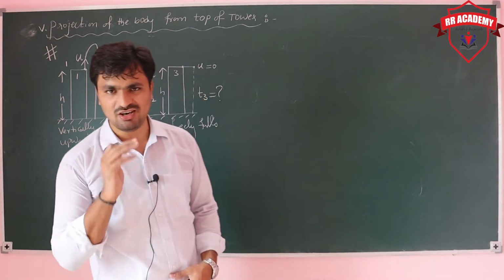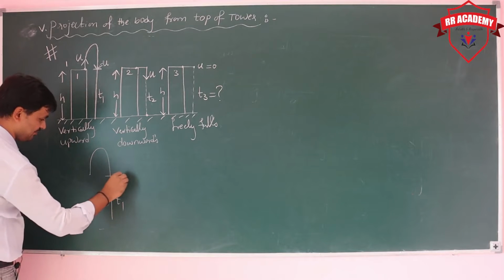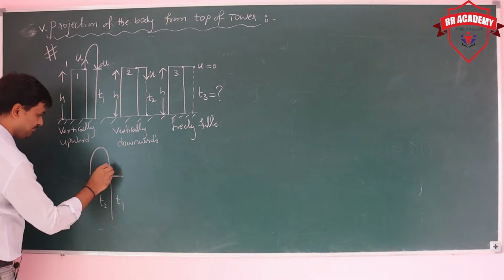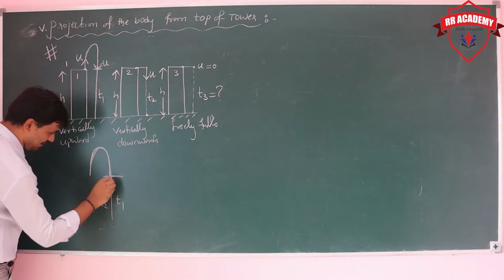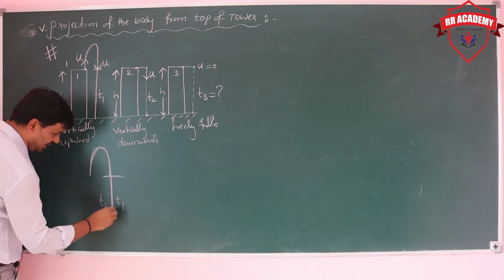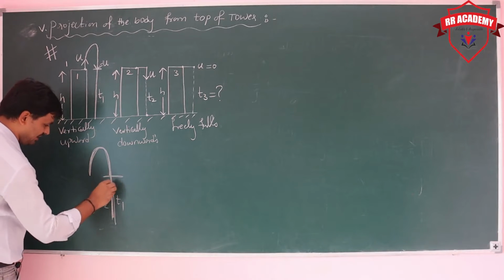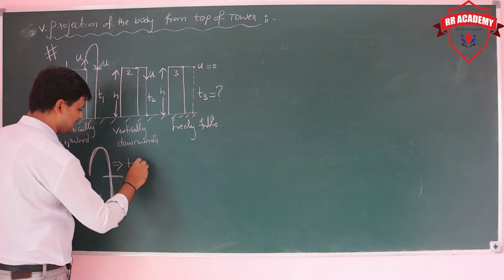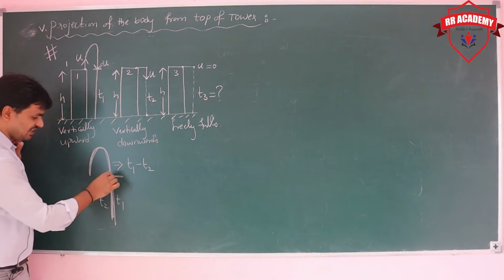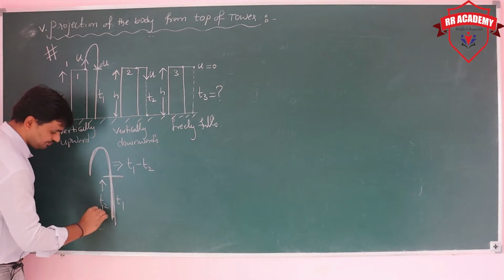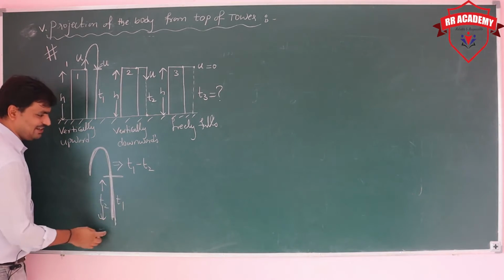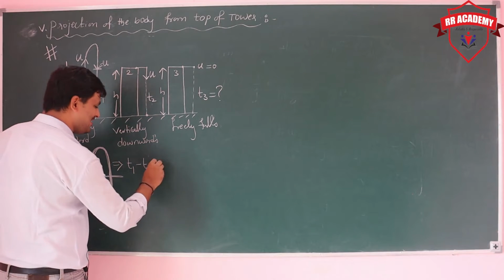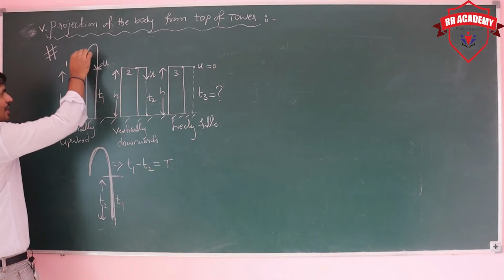The total time is t1 seconds. From here to here only t2 seconds. Then what is the time difference here? Total time t1, from here to here t2, the time difference is t1 minus t2. See here, this time is t2 and this total time is t1. Then what is the time difference? t1 minus t2.